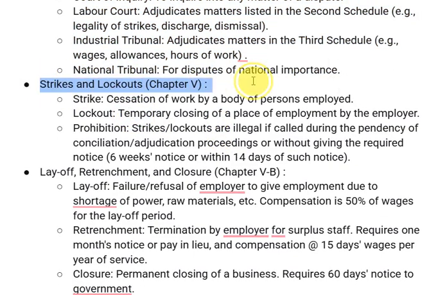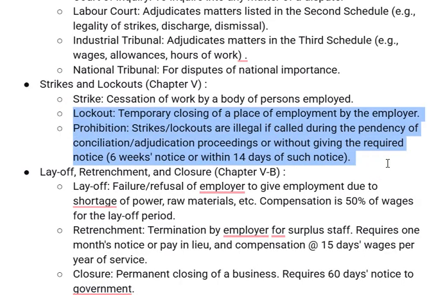Strikes and lockouts are covered in chapter 5th of Industrial Disputes Act. Strike is defined as cessation of work by a body of persons who are working. Strike is done by workers. Lockout is done by employer. So when an employer closes the factory and stops the factory work, and doesn't give wages to the worker, that is called lockout. So lockout is a temporary closing of a place of employment by the employer.